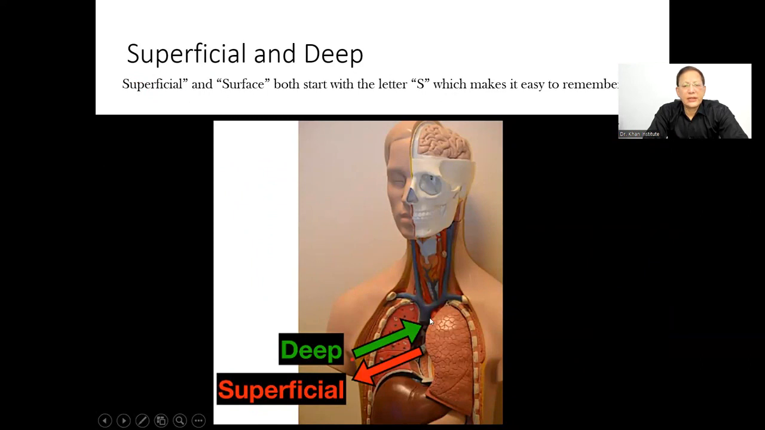Once again, anything facing towards the skin, body surface will be considered as superior. Anything facing away from the skin or superficial body surface, away from the body surface, will be considered as deep.